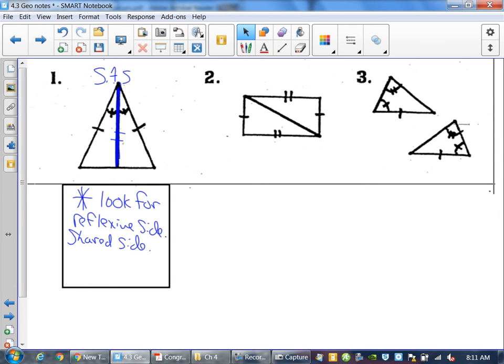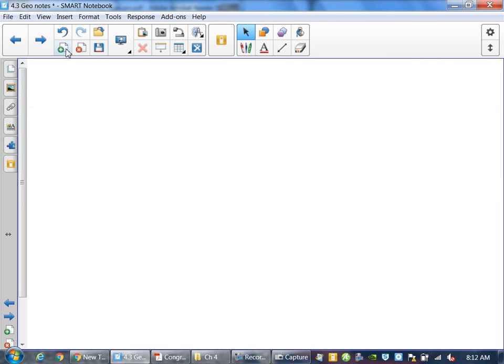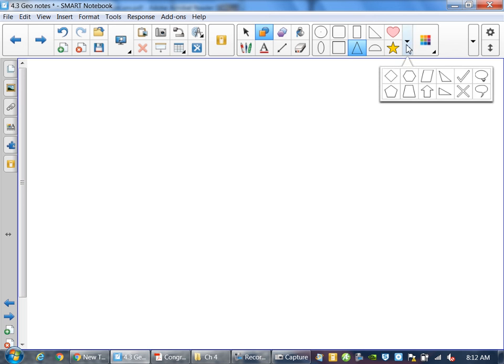Yes, ma'am? Is there ever going to be an angle, angle, angle? No, there is not, because with angles, you can have 2 triangles with the same angle measurements. This is a great question. Think of the equilateral. That's this one, right? Yeah.